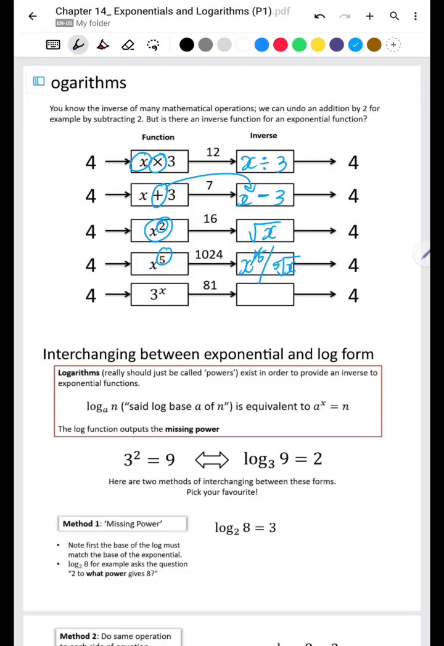And now, this is where it gets interesting. When we have 3 to the power of x, the inverse of this is log base 3 of x. This is an exponential function. And log base 3 of x is a logarithm, which is the inverse of 3 to the power of x.